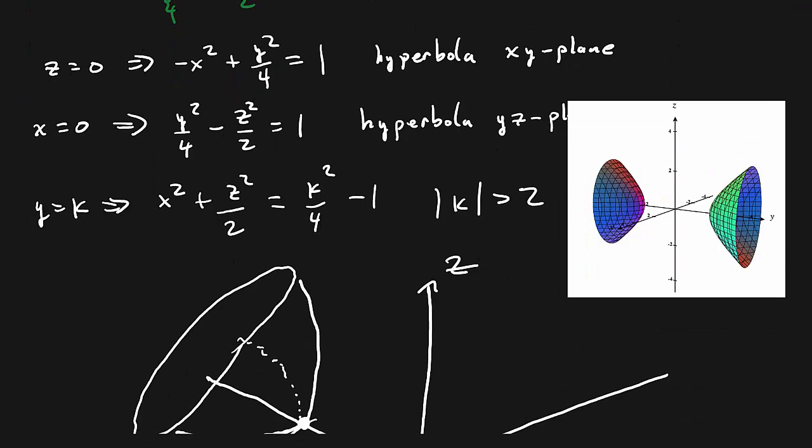All right, so that's this section, cylinders and quadric surfaces. So hopefully you have a good idea, or you learned how to sketch these things, and hopefully you have learned to identify the traces and identify what plane they're in.